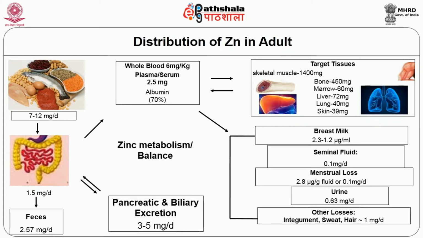Then there are excretions through seminal fluids and menstrual loss, then through urine, and also other losses like the exfoliation of cells within the intestine, integument, sweat and hair. All this contributes to about 1 milligram of zinc loss from the body every day. This is how the human body maintains a balance, and this integrated system is zinc metabolism. We also have the functional aspects that we will discuss in the following slides.